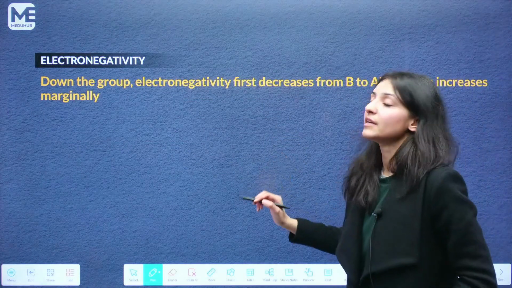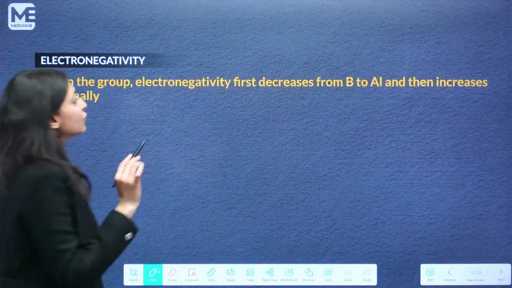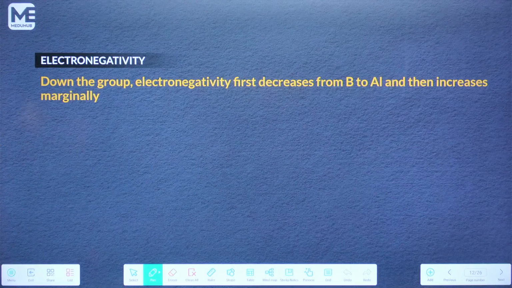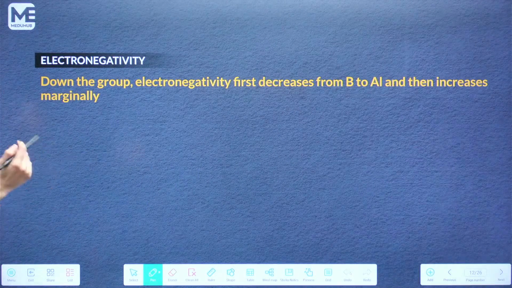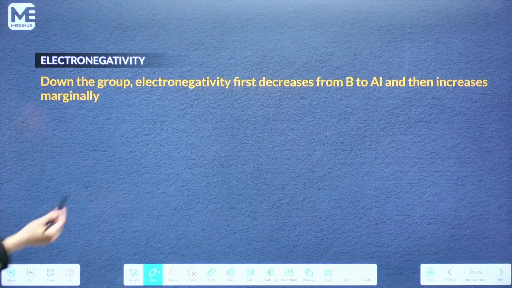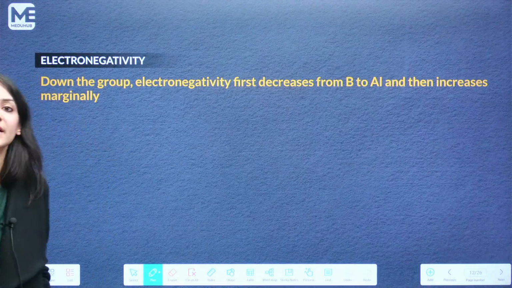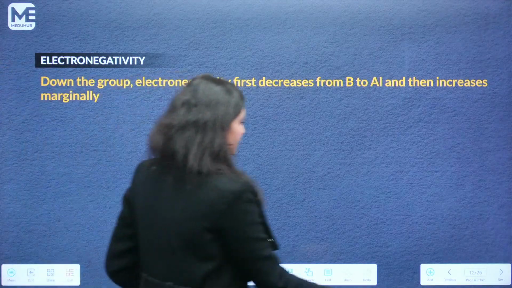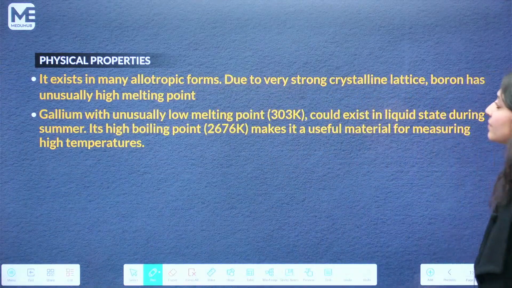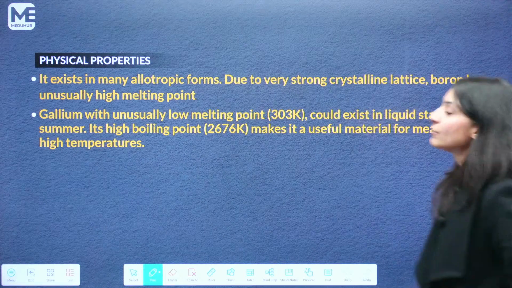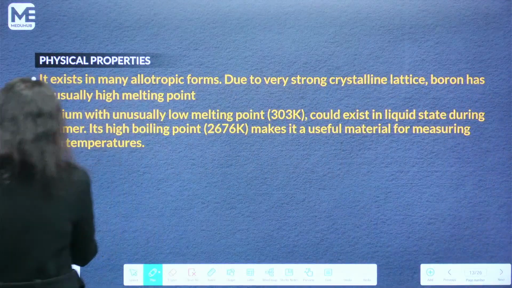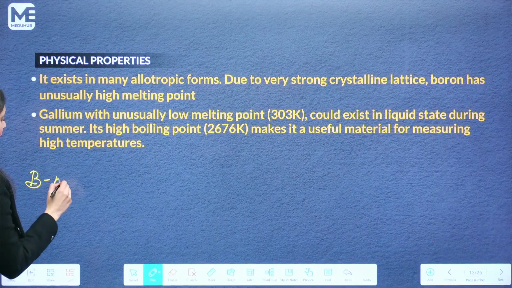Next, electronegativity. Now, electronegativity down the group first decreases from boron to aluminium and then increases marginally. This also stems from the valence shell configuration and the presence of d and f electrons. Now, let's talk about the physical properties. Boron is a non-metal.